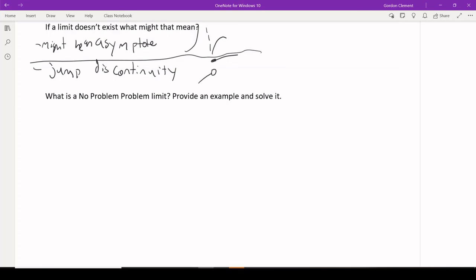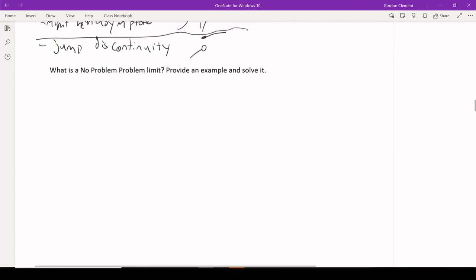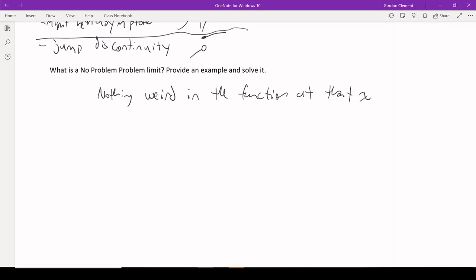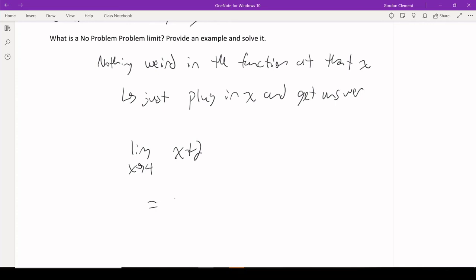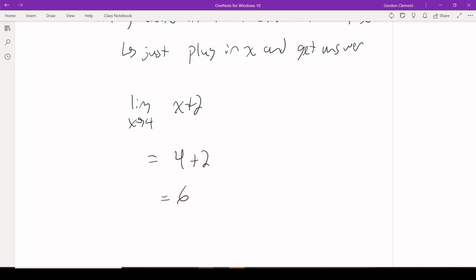Someone want to take a stab at what's a no problem problem limit and how do you solve it? Zero over zero is the indeterminate form. No problem problems are what we did before that. Yeah, nothing weird in the function at that x. Just plug in x and get answer. So that's like the limit as x approaches 4 of x plus 2. X plus 2 is just a straight line. We know that that's going to get close to 4 plus 2, 6. That's what I call a no problem problem.